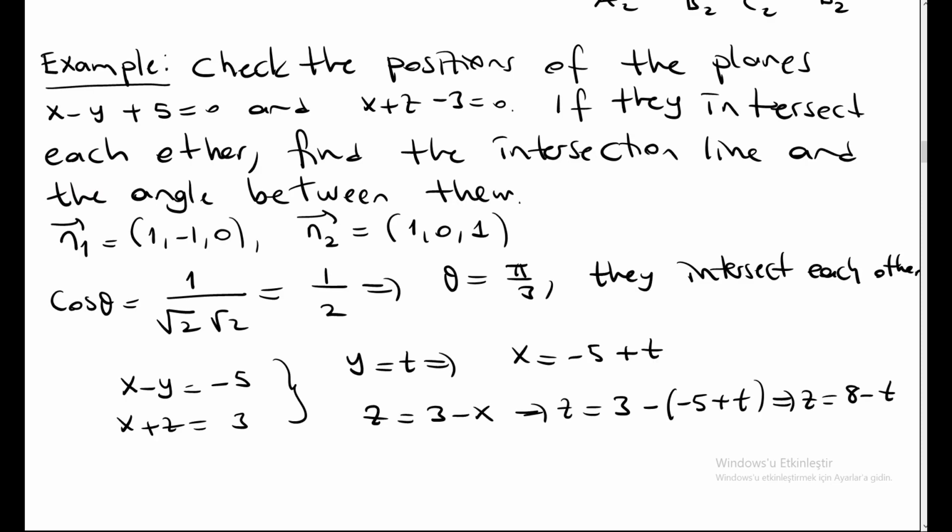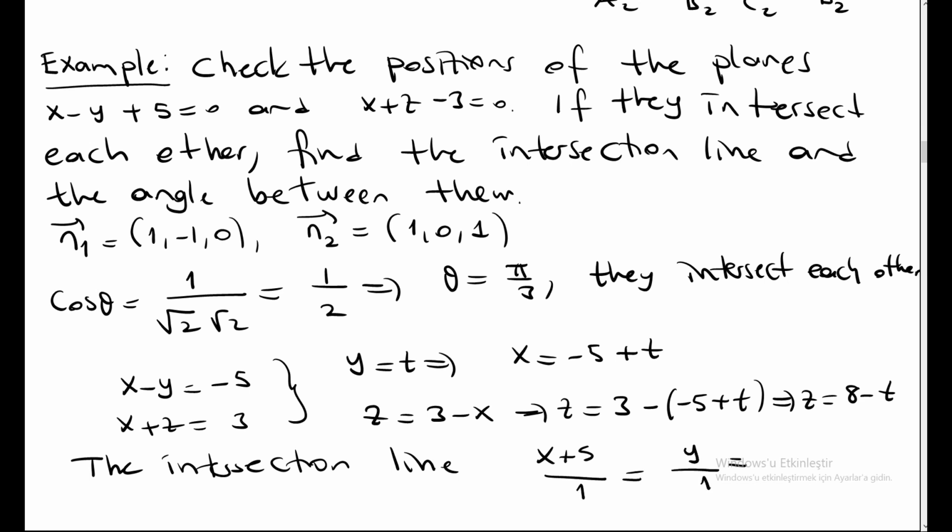So the intersection line will be x plus 5 over 1 equals y over 1 equals z minus 8 over negative 1. So this is the intersection line.